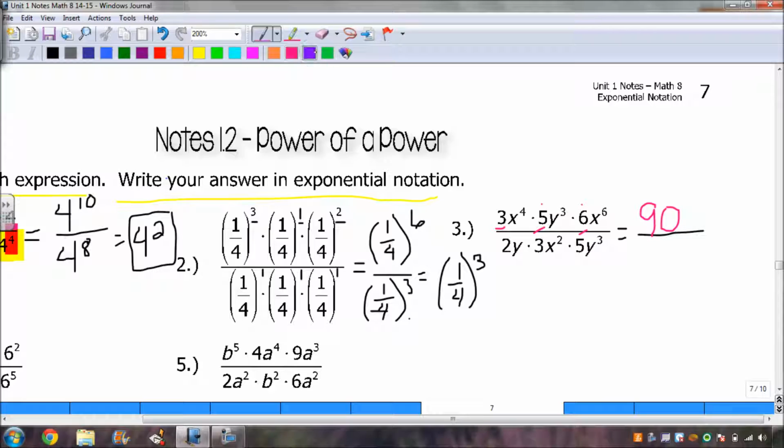Now I have x to the 4th power and x to the 6th power. When I multiply those together, you add the exponents, so you get x to the 10th power. Notice how I did not add this y to the 3rd power in with the x to the 10th power because they are not the same base. So I can't multiply those together. So I end up getting y to the 3rd power right here.